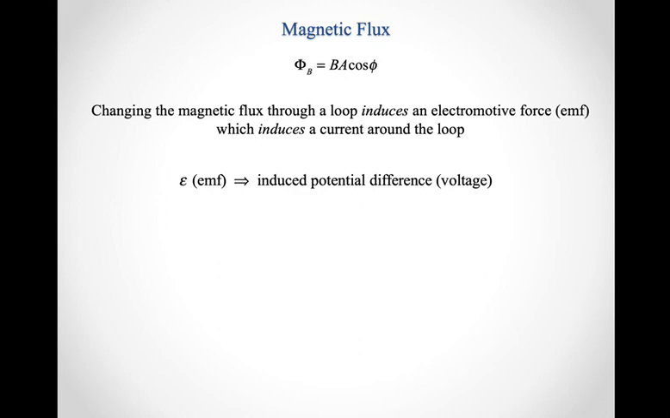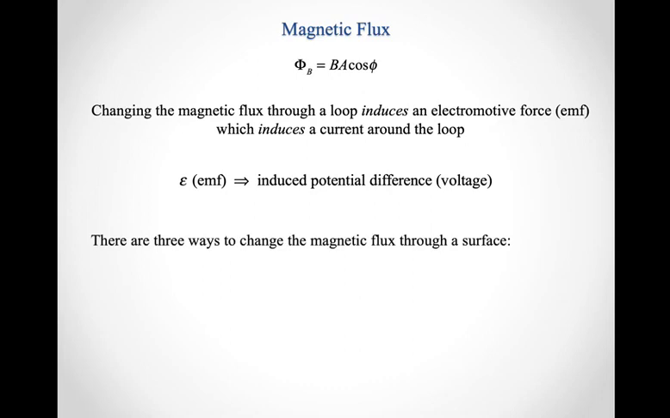When you change the magnetic flux through the loop, that creates a potential difference around the loop. That potential difference drives a current in the same way that a battery provides a potential difference in a circuit that drives a current. The difference here is that we're not connecting our loop up to a voltage source like a battery. Instead, we're changing the magnetic flux, which will induce an electromotive force, which will act like a battery and drive a current around the loop for as long as the magnetic flux continues to change.